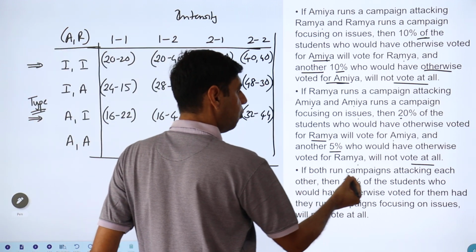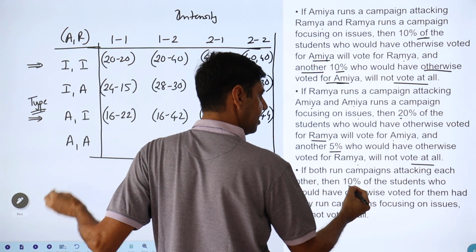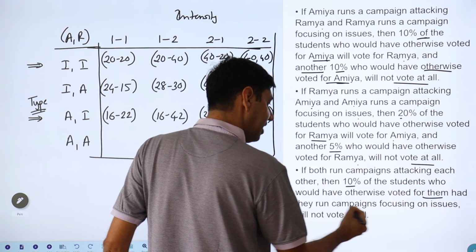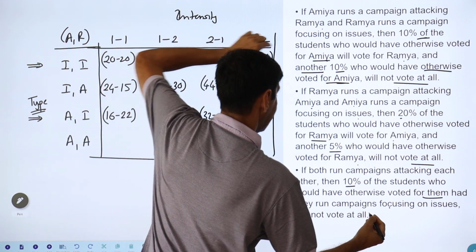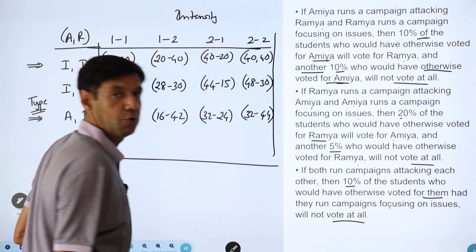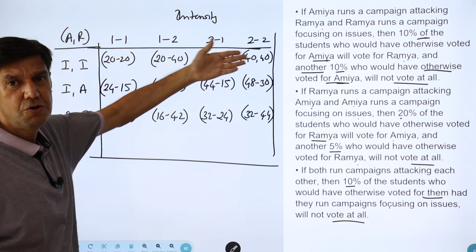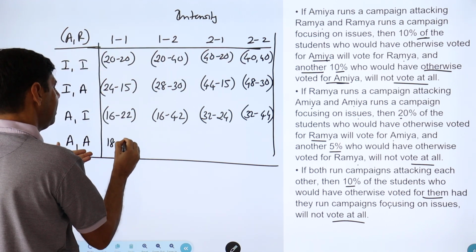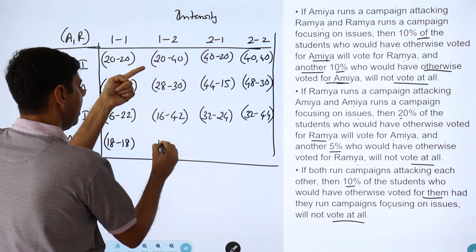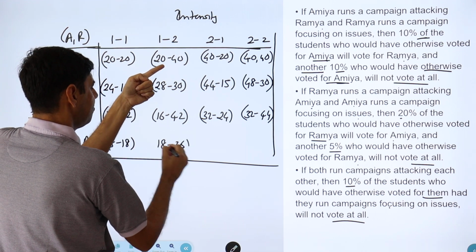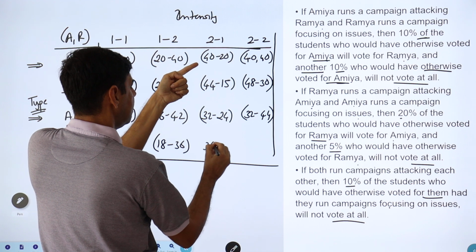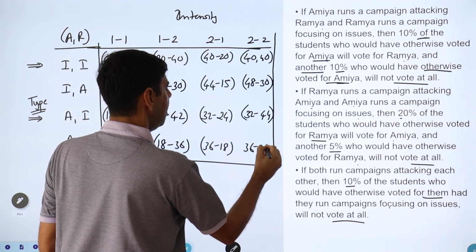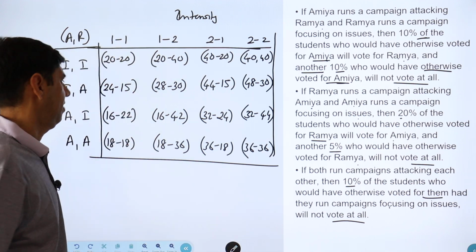Okay. Lastly, if both of them run a campaign attacking each other, then 10% of the students who would have otherwise voted for them, had they run the campaign on issues, so again this is the base row, will not vote at all. So 10% are not going to vote for them. So 90% will remain. So this is going to be 18, 18. Okay, 18 and 36, 10%, 4 will not. So this is 36 and 18, and here 36 and 36. So it was not a difficult set, right?